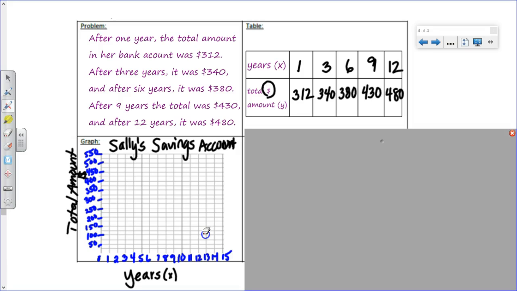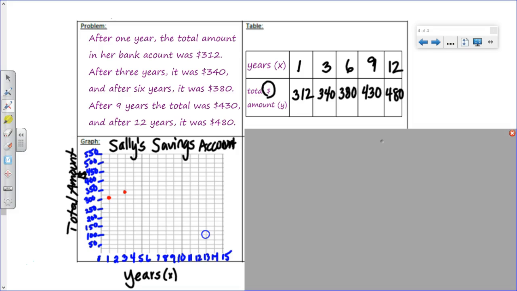So after 1 year, I have $312. Now, this is not going to be exactly on $312, but I do know that it's going to be somewhere in between 300 and 350, or even in between 300 and 325. So that's okay. It might be hard to get right in there, especially with this marker. Hopefully with your pencil, you can make a real specific point. Okay, for 3 years, we're looking for $340, so that one can be a little closer to the $350 mark.